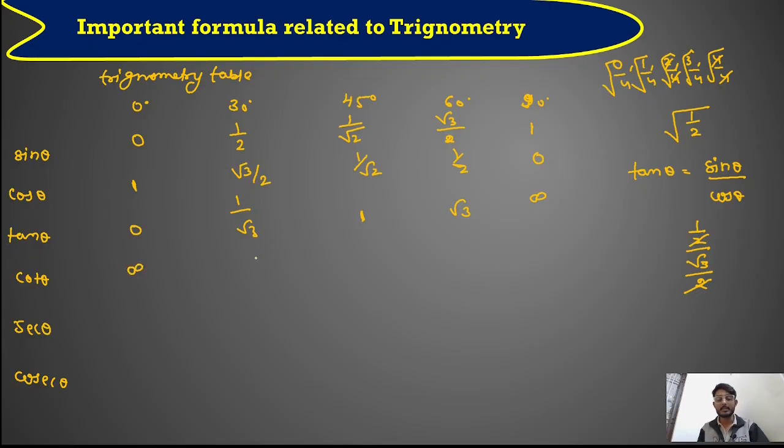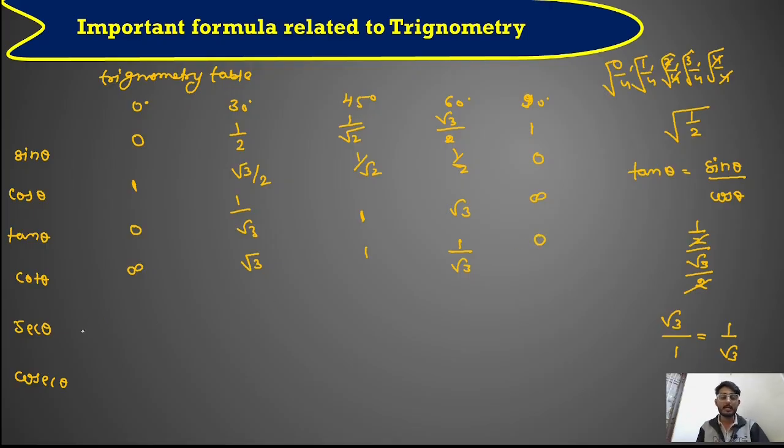Reciprocal of 1 upon root 3 is written as root 3. Reciprocal of 1 is written as 1. Reciprocal of root 3 means you have to write the numerator as the denominator and the denominator as the numerator, so root 3 upon 1, and when you reciprocate it you get 1 upon root 3. You have to interchange the numerator and denominator. So you can write 1 upon root 3, and the reciprocal of infinity is written as 0.